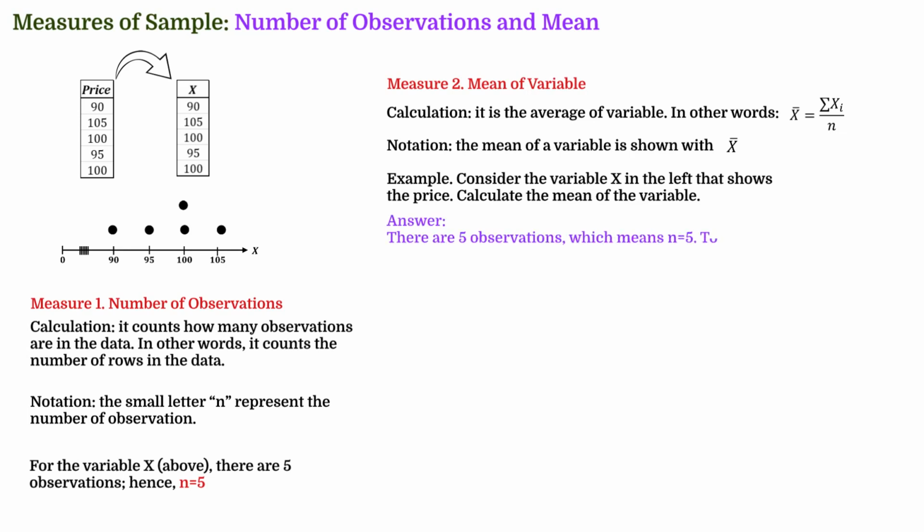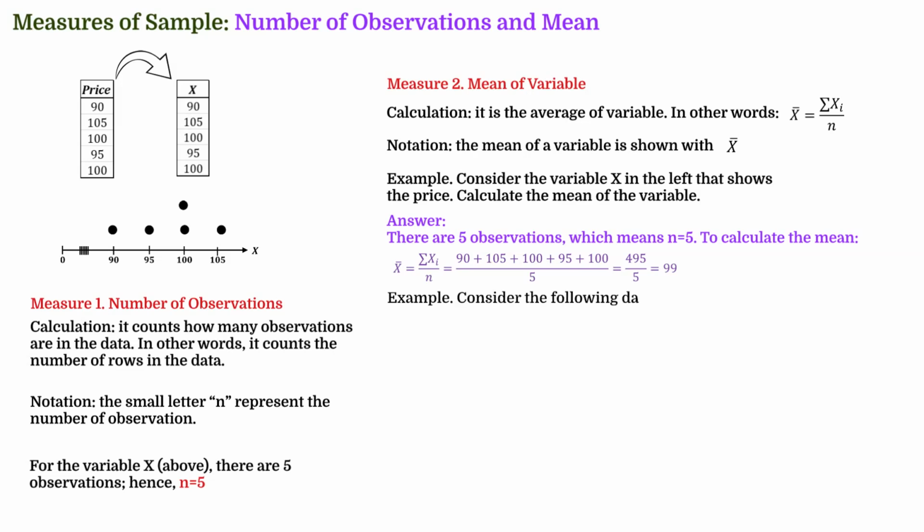Here's the answer. There are 5 observations, which means n is equal to 5. To calculate the mean, x bar is summation of x divided by n. What are the x's? 1900 and 500, 95 and 100. Sum them up together, divide by 5, which is 495 divided by 5, which is 99.